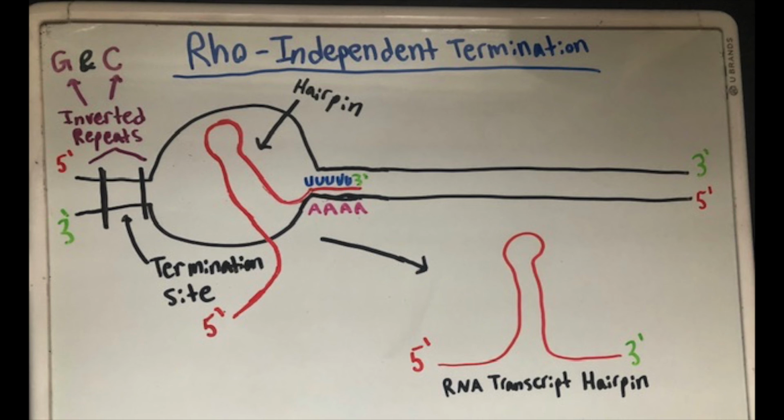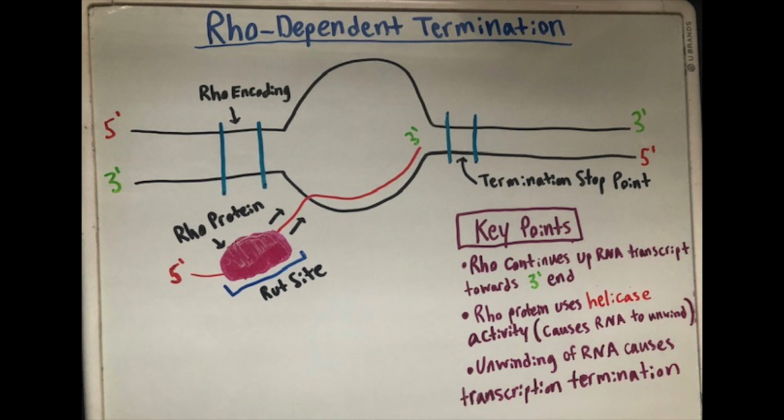This hairpin structure ends with a tail containing uracil, which matches up to an adenine tail in the DNA template strand. The interaction of this loop is very weak and will thus dissociate and allow for the RNA chain to be released. Rho-dependent termination occurs where there is a rho factor protein binding site, otherwise known as a rut site. When this protein binds, it continues up the RNA transcript towards the 3' end of the transcript into RNA polymerase. This causes RNA polymerase to pause at the termination hairpin and allows for the rho protein to use helicase activity, which causes the RNA to unwind and cause transcription termination.